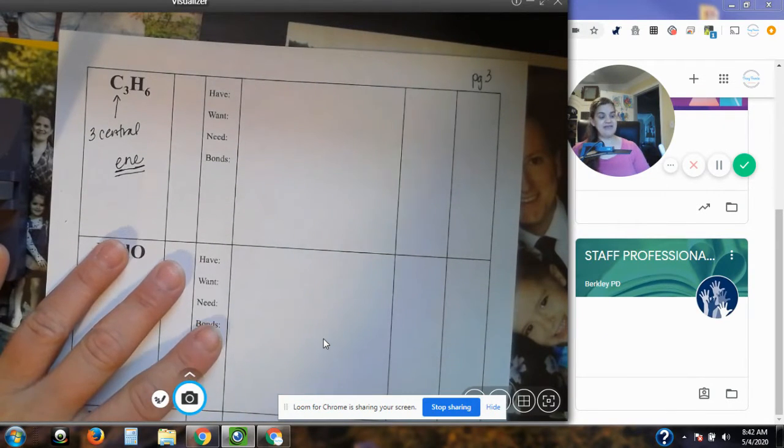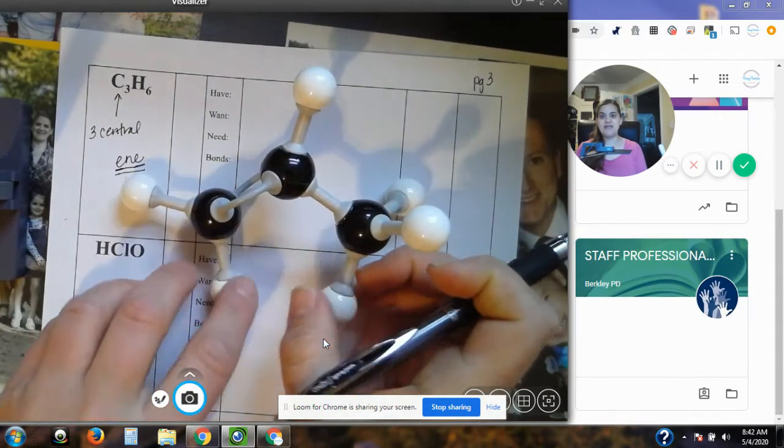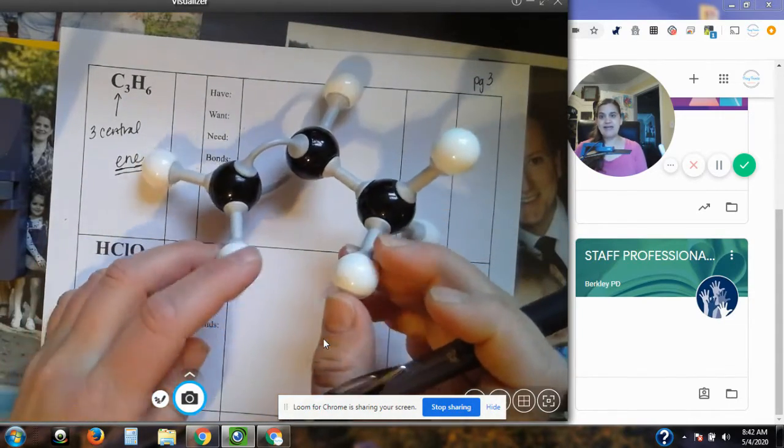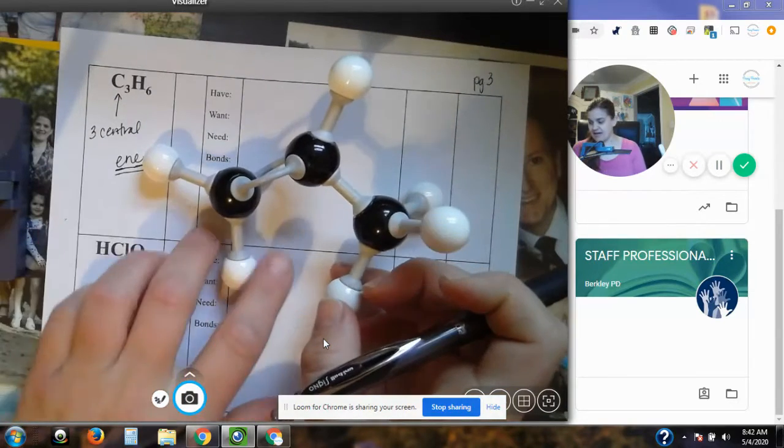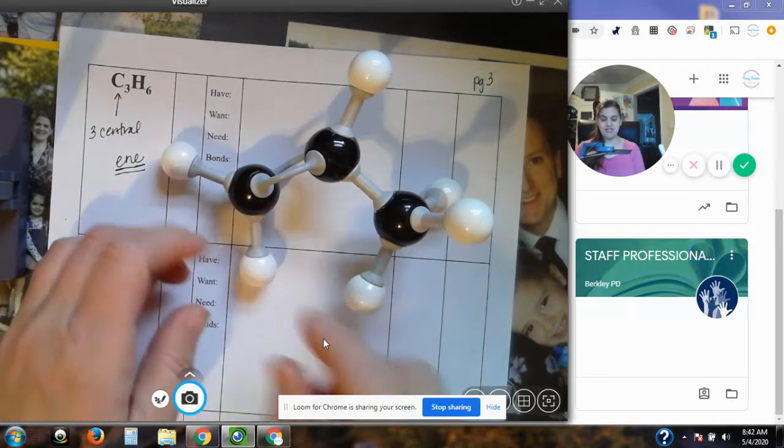So I made this structure with my molecule kit here, and so you can kind of get an idea. So you'll do the have, want, need, bond, and everything for this, but I want to show you how I'm going to look at the molecular geometry here.